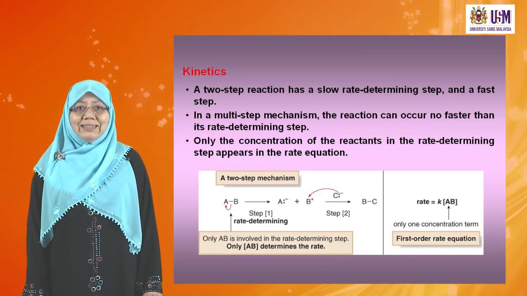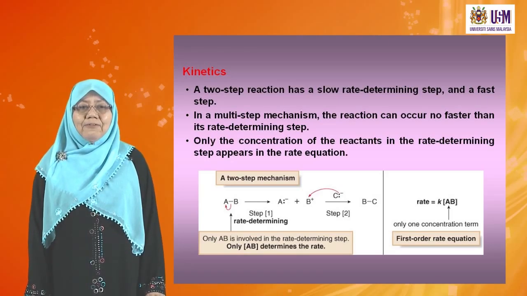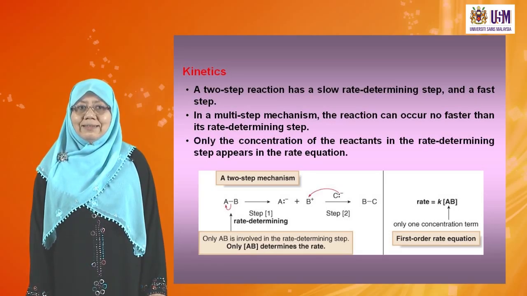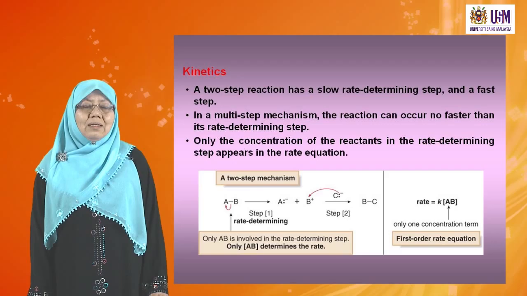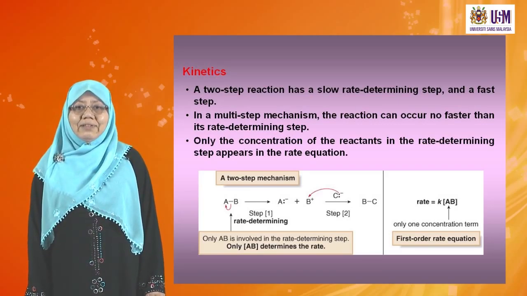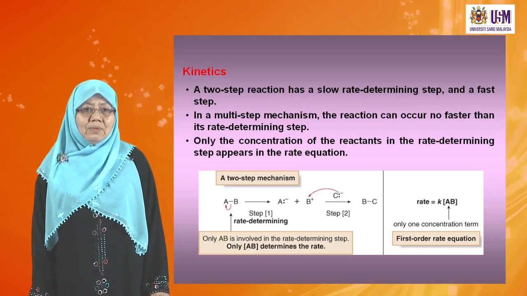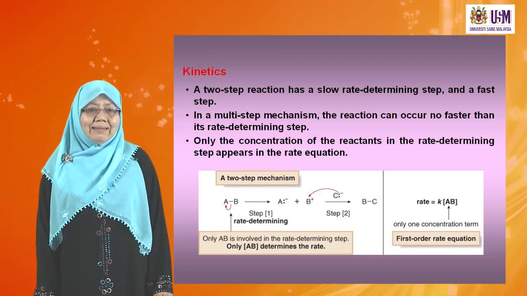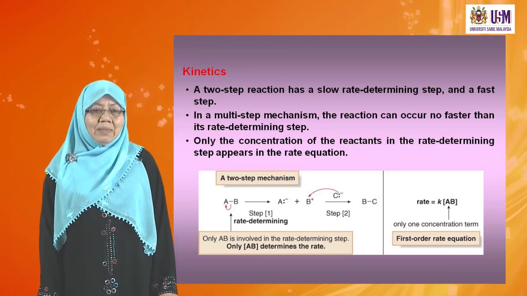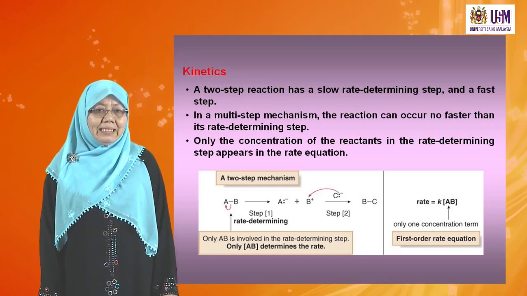A two-step reaction has a slow rate determining step and a fast step. In a multi-step mechanism, the reaction can occur no faster than its rate determining step. Only the concentration of the reactants in the rate determining step appears in the rate equation. For instance, we have AB. When the bond between A and B breaks, it will form the anion A and the cation B. And in the second step, B and C form a bond. So the breaking of the bond between A and B is the rate determining step, and only the concentration of AB determines the rate.